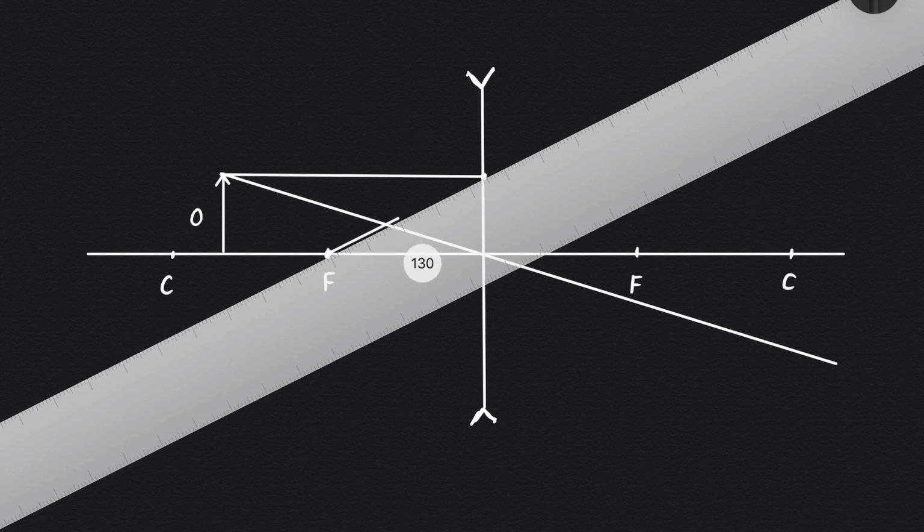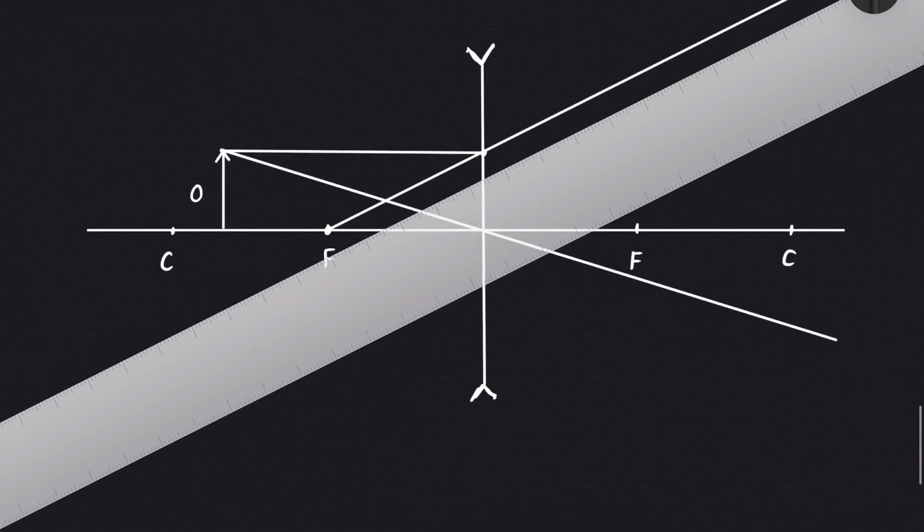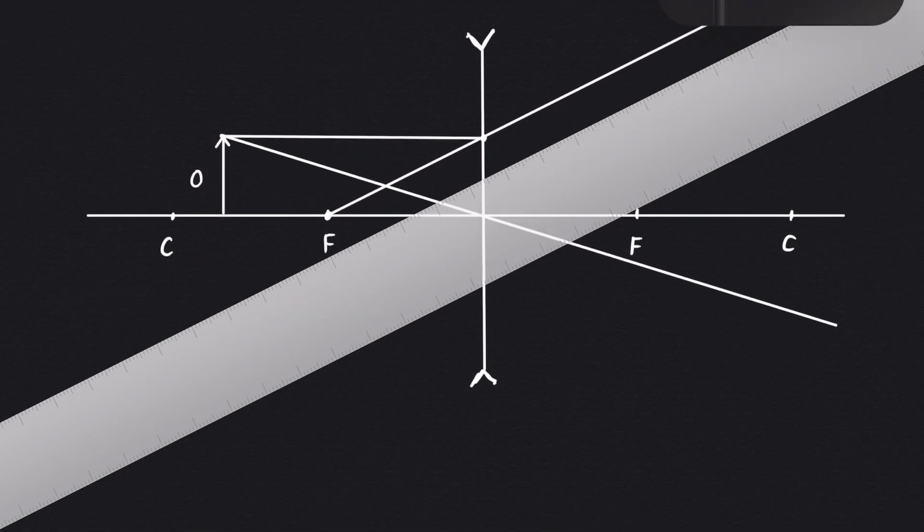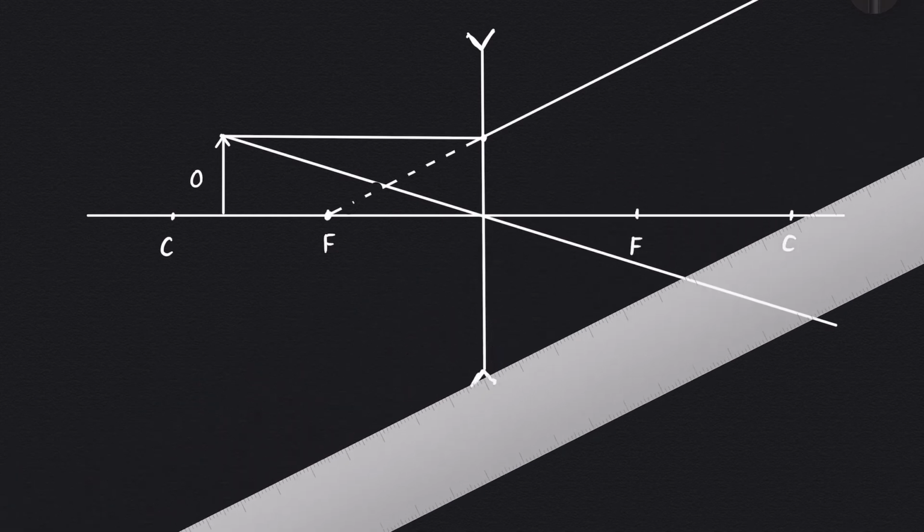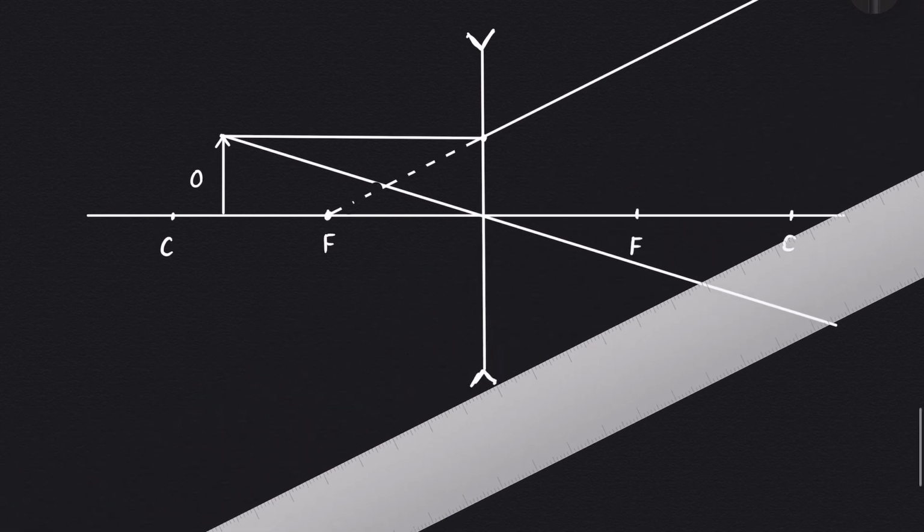So this time draw a line like this. Connect both points and draw a line like this. But this time what you have to remember is that this is a virtual line, which means that this does not exist actually. Because it diverges, here it's a diverging factor. So it's a diverging lens.